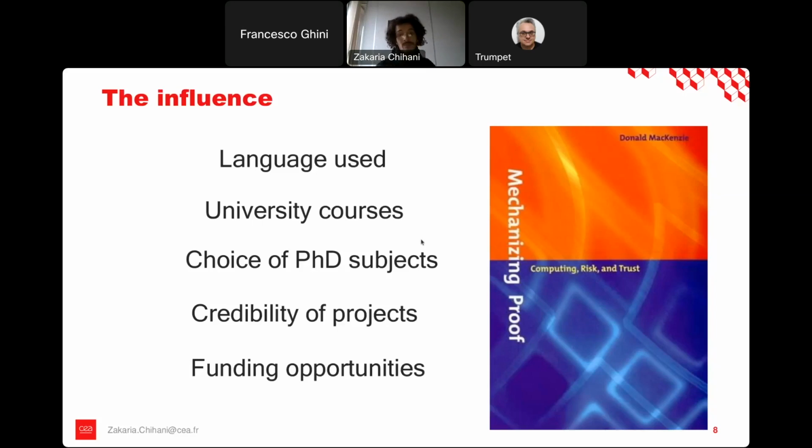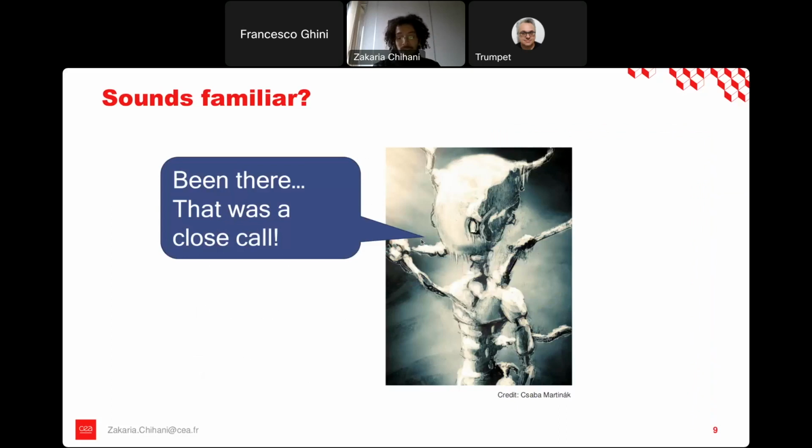This is highlighted in a very good book called Mechanizing Proof by Donald MacKenzie. It's not a technical book, so if you don't have a technical background, I think you'll love reading about it. Donald MacKenzie is a historian and sociologist, so he looked at the evolution of formal methods through the eyes of the community. I think it's a very interesting read. All this to say that, for people from the AI community who know what an AI winter is, we didn't reach that level of toxicity associated with the term formal methods, but it definitely had an effect.